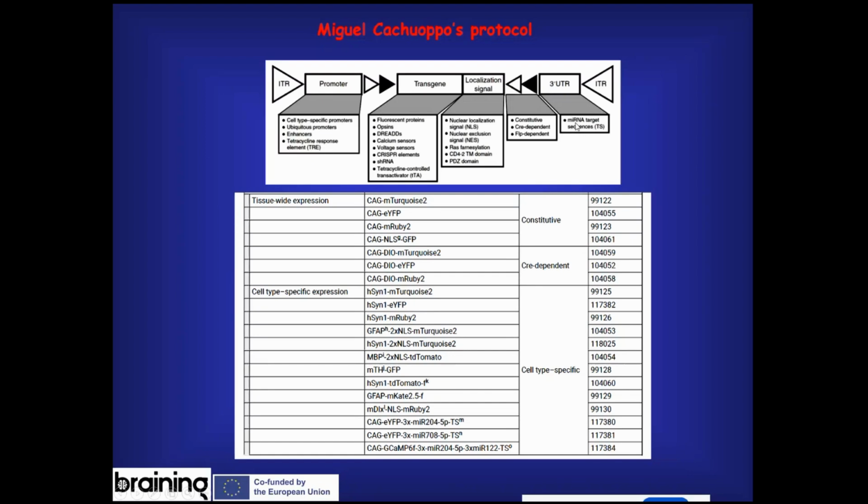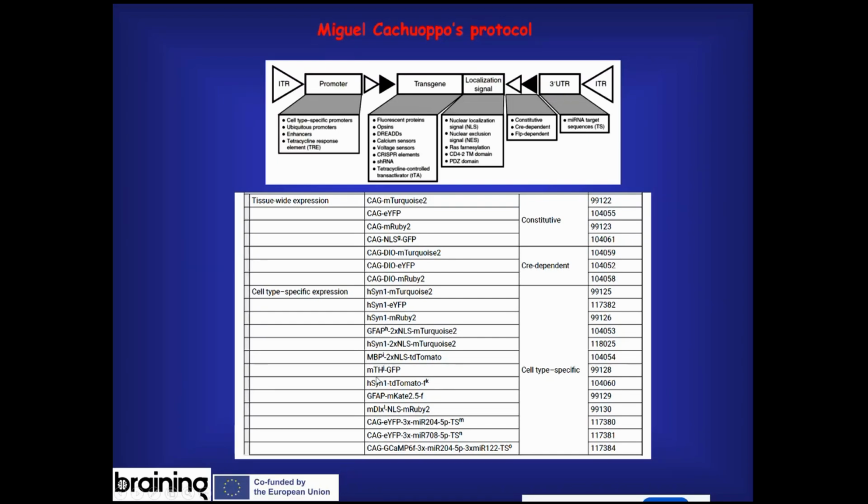For example, you can inject a virus that will be silenced in neurons because you can have a particular microRNA target sequence. And as you can see, you can have a lot of different cell type specific promoters. I want you to focus mostly on this: you can have the synapsin promoter for neurons, GFAP for astrocytes, and MBP for oligodendrocytes.